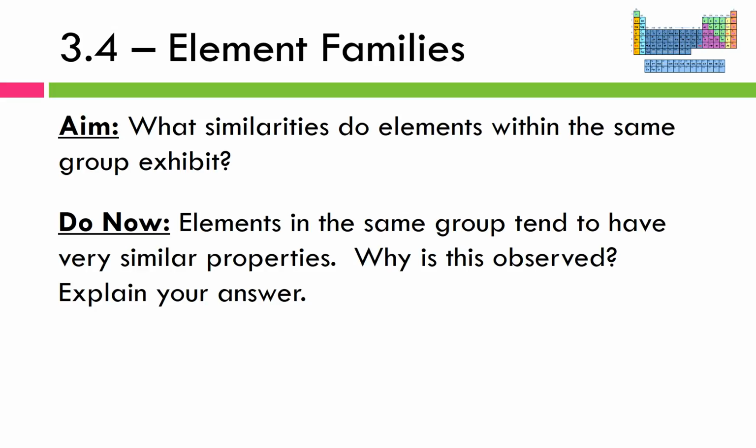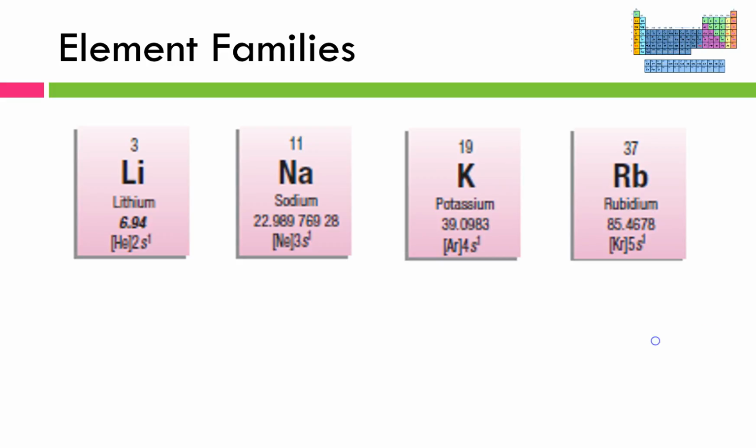Hopefully from the previous unit, you remember that elements in the same group are going to have virtually the same electron configuration. The valence electrons in an element really give it all of its personality, for lack of a better term. It's going to explain why some elements are extremely reactive, while others are relatively inert, which is just another word for non-reactive.